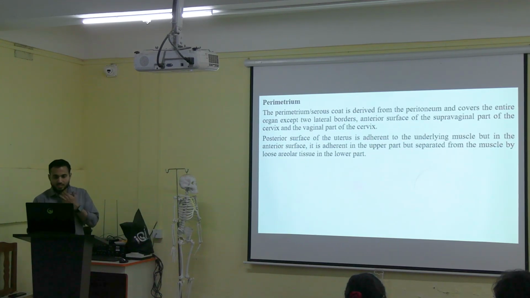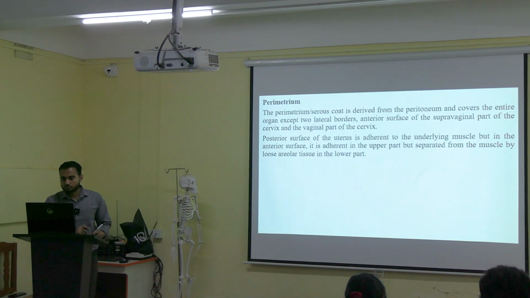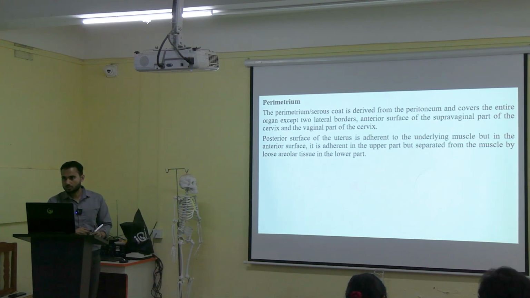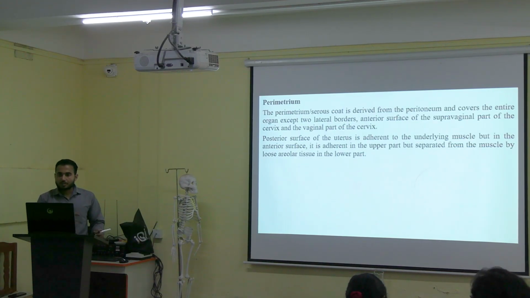Lastly is the perimetrium. What is present in the perimetrium? It is covered by peritoneum, which covers the entire organ except the lateral borders, anterior surface and supravaginal part. These are the areas where peritoneum is absent. The remaining entire uterus is covered by peritoneum, so that is present in the perimetrium. And in the parts not covered by peritoneum, what is present? Loose areolar tissue.